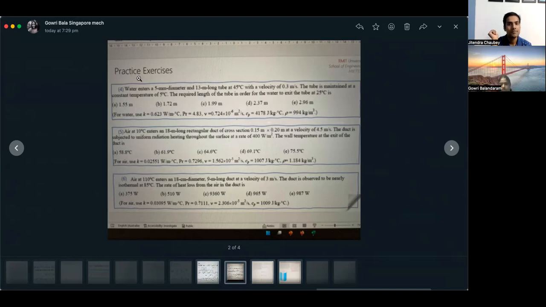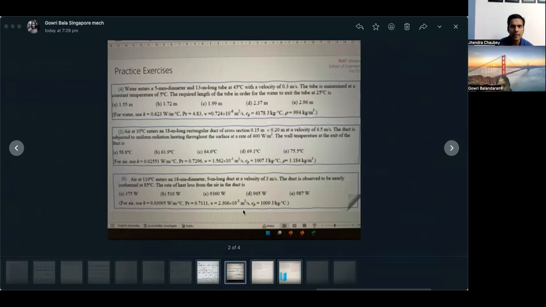I'm reading it, give me a second. Uniform radiation tells me that it has Q constant. Even if they would have said uniform heat flux, heat flux is heat flow rate. Radiation is also heat flow rate. Uniform heat flow rate is something which is Q constant. So in this case, we will have to use that equation of Nusselt number for Q constant.